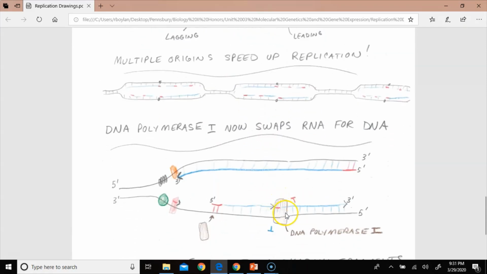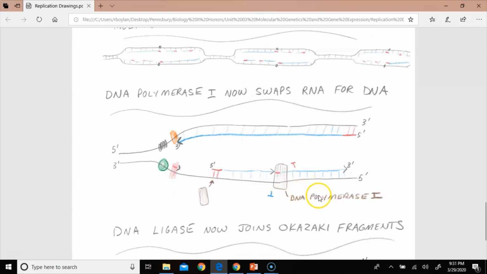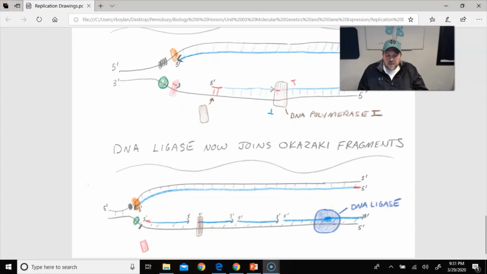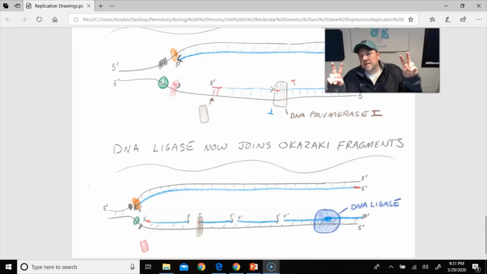And now DNA polymerase 1 comes in here and says, oh, let me help you here. And he swaps out the RNA for DNA. Right? And then what's going to happen next is DNA ligase says, oh, look at that. All the RNA is gone, but we have a gap here. Because remember, I told you DNA polymerase isn't necessarily the smartest enzyme. So here's the next problem with it.